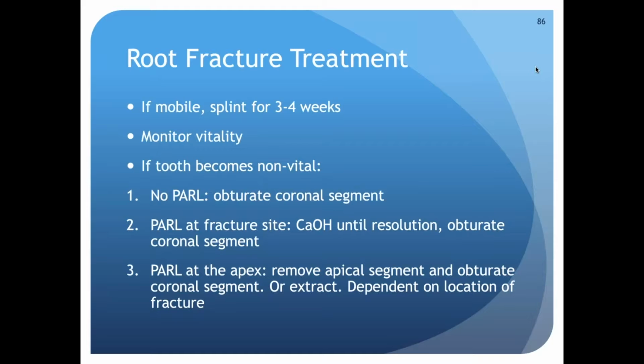And that's really going to depend on the location. So if it's not halfway down or more, removing that apical part of the root, we may not have enough crown to root ratio to have a good prognosis for that too. So that's a call you're going to have to make depending on where the fracture is located.